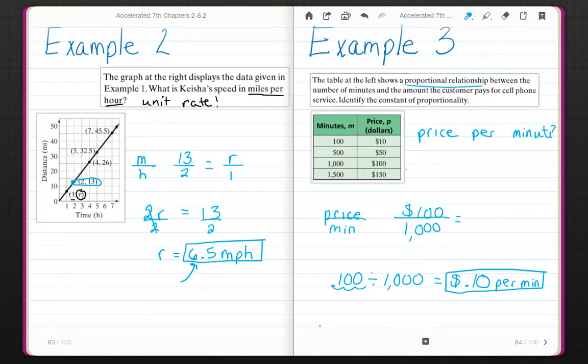Okay, that's it for examples. I would like you to solve your quick checks and CYUs and see me if you have any questions.